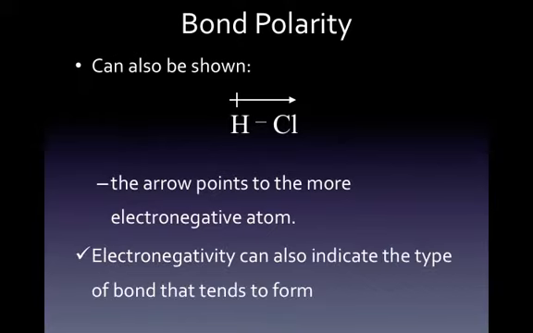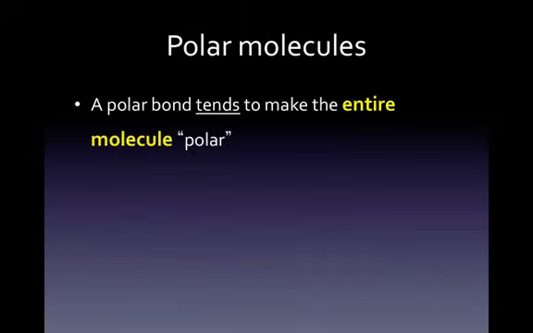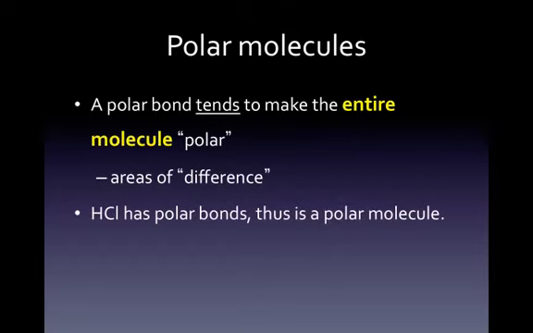And electronegativity can also indicate the type of bond that tends to form. Again, we can do the math, we can subtract the two numbers, and we can use that chart. We're going to do some practice here in just a minute. Okay, so a polar bond tends to make the entire molecule polar. Not always, but usually if there's a polar bond, the entire molecule is polar. Okay, this is because there are areas of difference. HCl has polar bonds, therefore HCl is also a polar molecule.